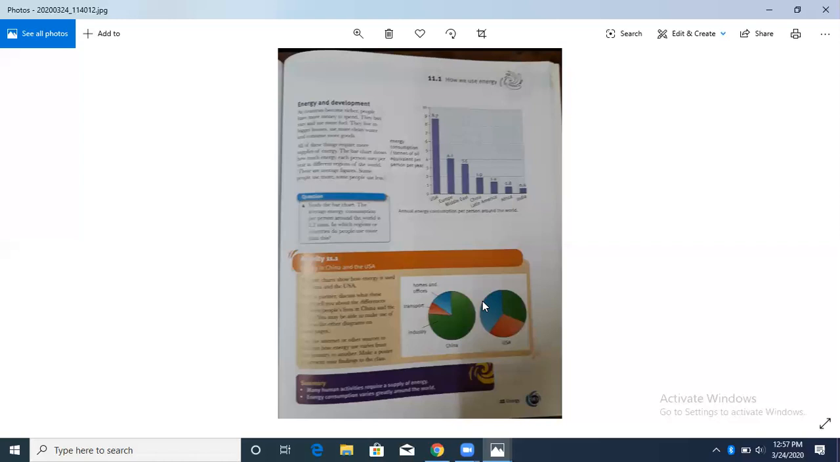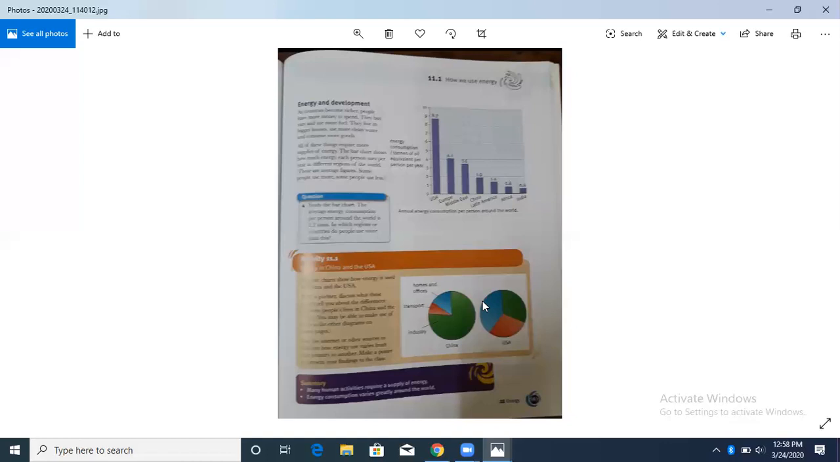We discussed that richer people and richer countries use more energy. Listen to the graph. In the USA, one person uses 8.7 tons of oil; converted to energy, that is the energy used per year in the USA. Because they are using more vehicles, they are manufacturing more things. And Europe, they are using 4.1 tons of oil equivalent per person per year.